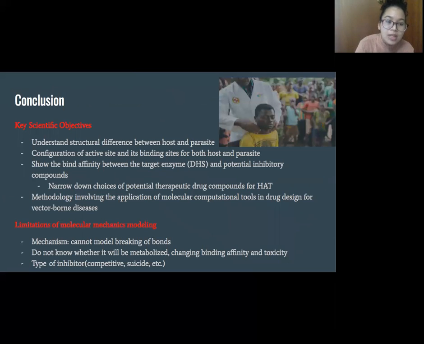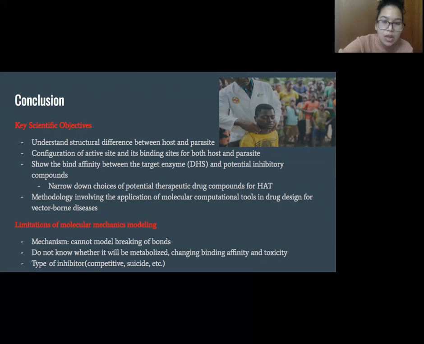So to summarize, these are my key scientific objectives: to understand the structural difference between the host and the parasite, the configuration of the active site and its binding sites for both host and the parasite; to show the binding affinity between the target enzyme DHS and the potential inhibitory compounds, which can narrow down choices of potential therapeutic drug compounds for HAT; and lastly, the application of molecular computational tools in the methodology in drug design for vector-borne diseases.